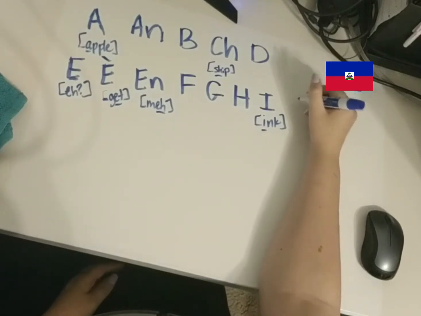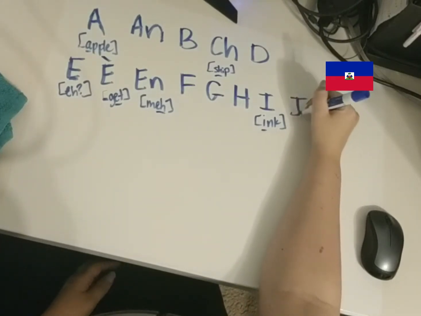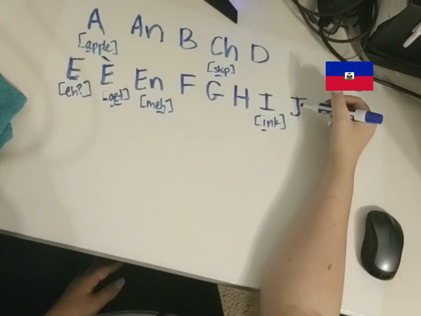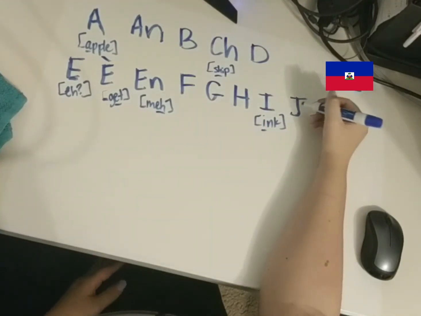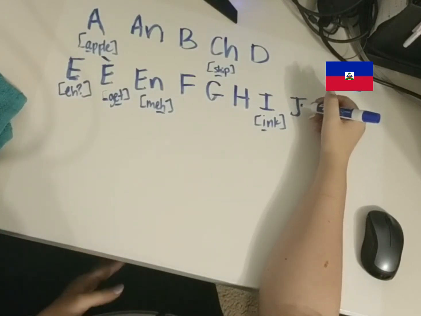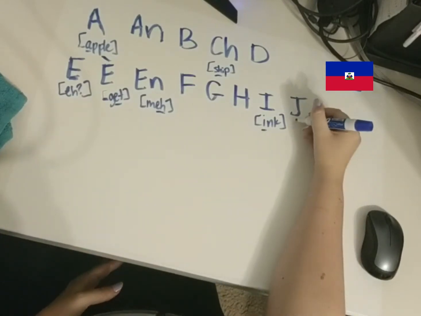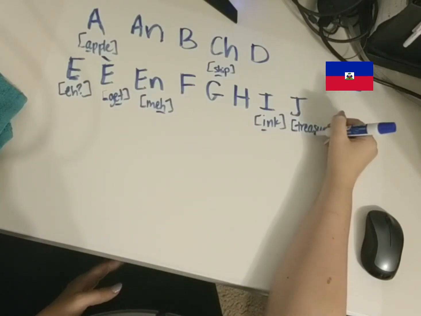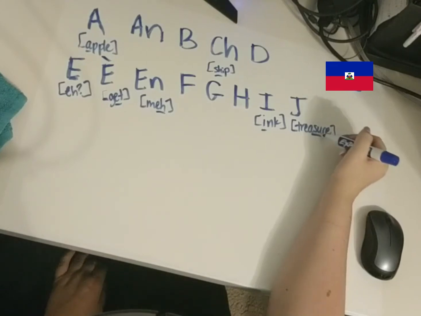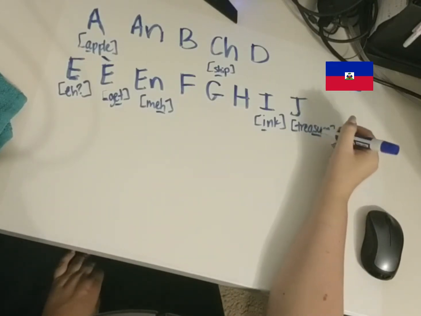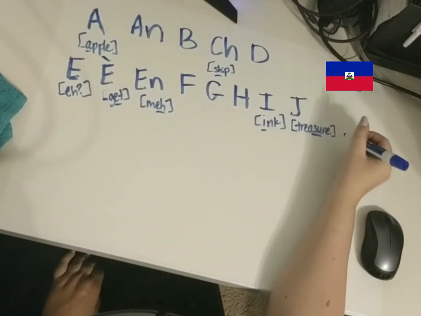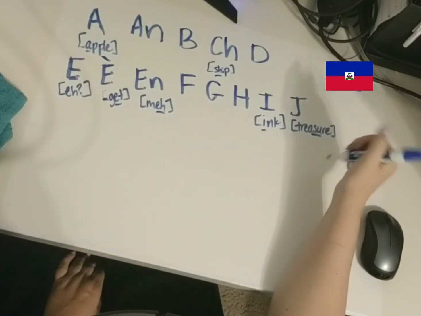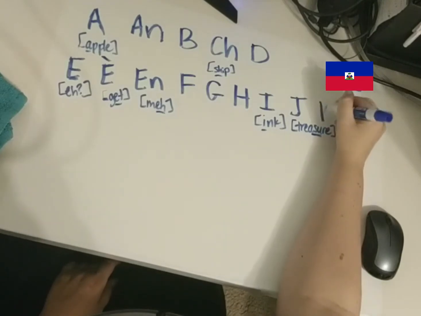Next is J, or in Creole it's J sound. This is J, don't get confused. But this is not pronounced J like in English, not like an English J. It's more like the sound in treasure, pleasure, measure. J sound. Let's go a little easier.